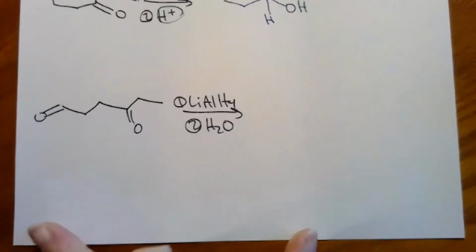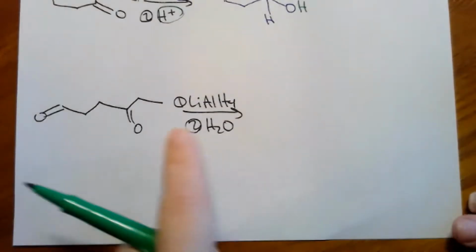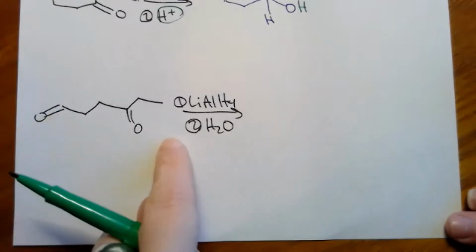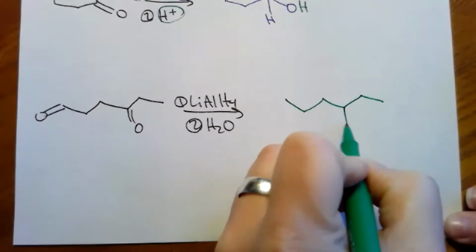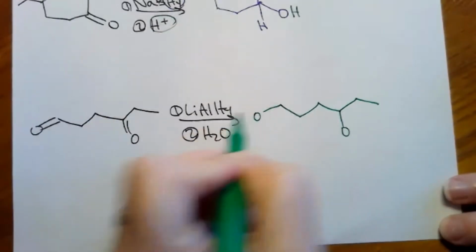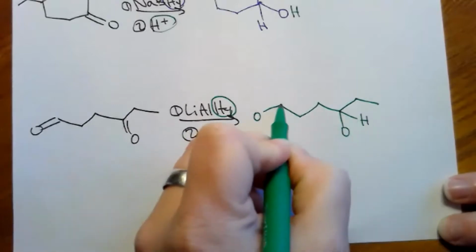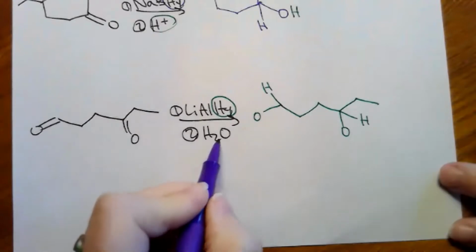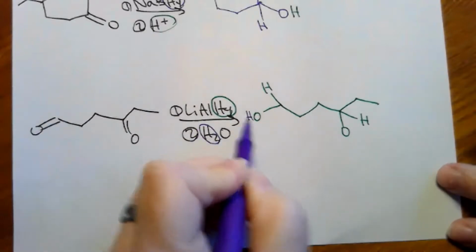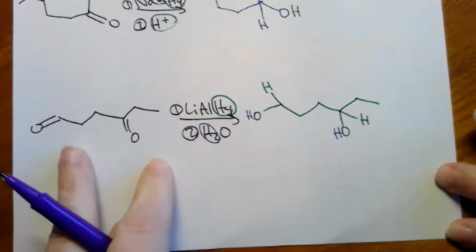What if you wanted to have a little more fun and use something a little more dangerous? Lithium aluminum hydride, same dang thing. It's capable of reducing aldehydes and ketones. It reduces them both. If I reverse my colors this time and say these green H's came from lithium aluminum hydride, the purple comes from water. Lithium aluminum hydride reduces both.